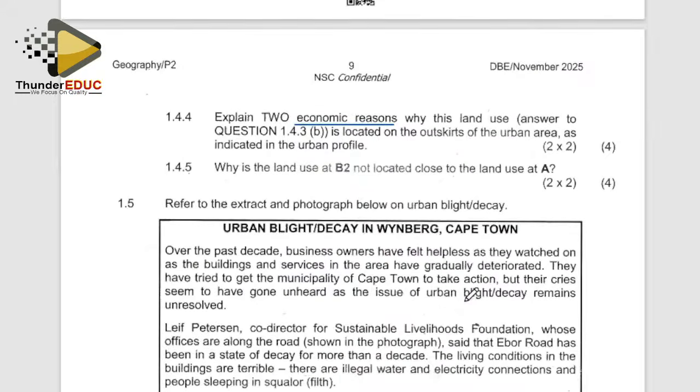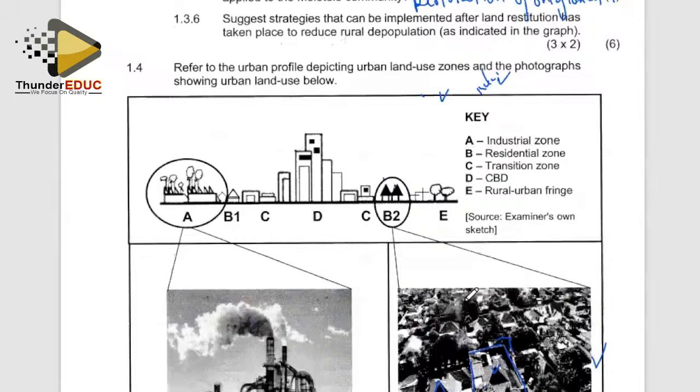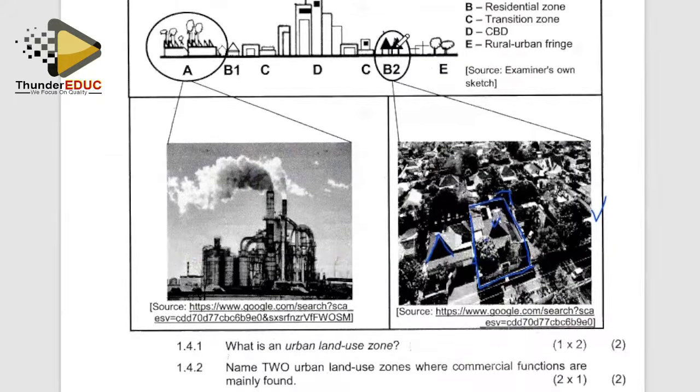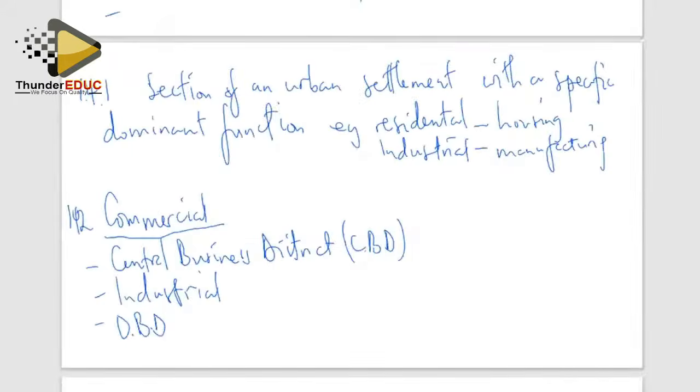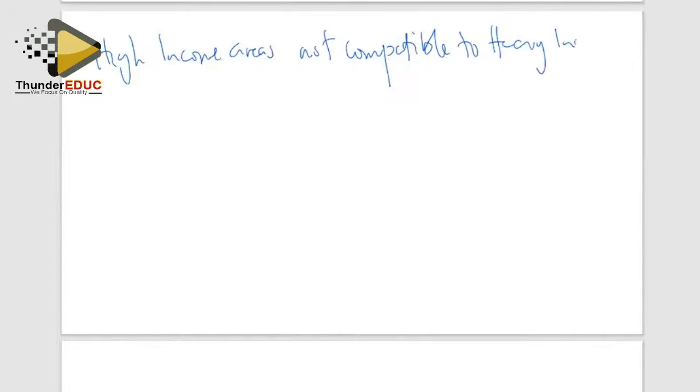Then why is the land use zone at B2 not located close to land use at A? Land use in B2 not close to A. For the same reasons that we highlighted, the question is like, why are high income areas, or the high income residential zone, not compatible? Why can't it locate close to heavy industries? That's the question. Why are high income areas not compatible to the heavy industrial sites?